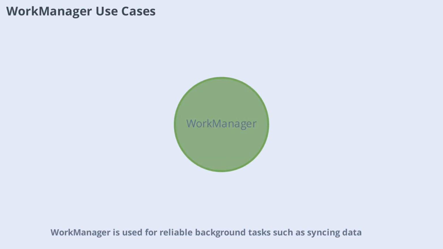WorkManager is used for reliable background tasks, such as syncing data. It survives app restarts and respects constraints like network availability. WorkManager is ideal for tasks that must be guaranteed to run, even if the app is closed. Understanding its use cases helps you build robust background processing in Android.